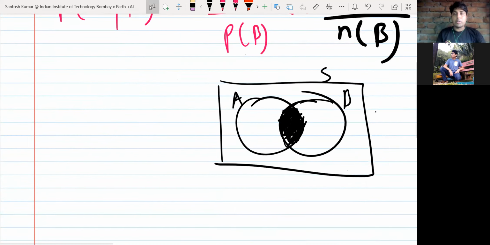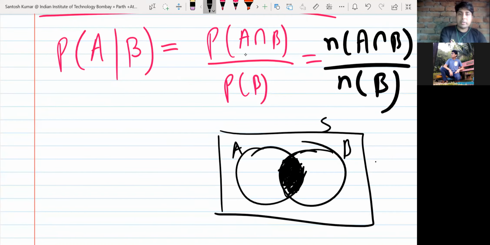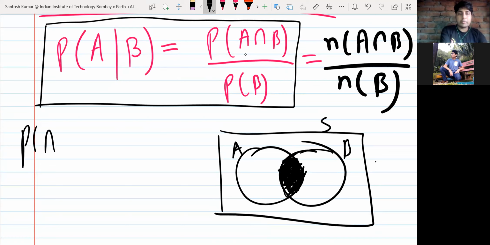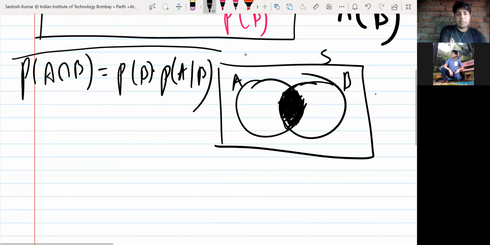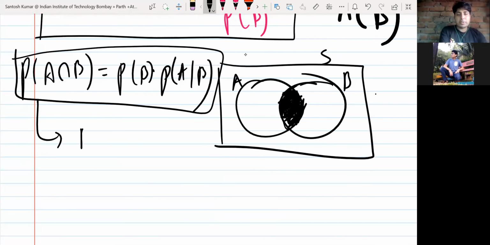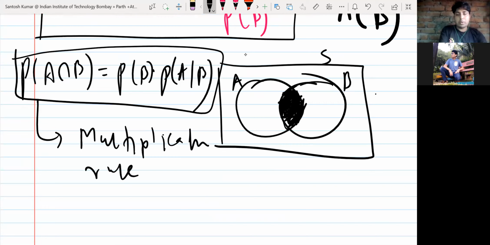Okay, so we did cross multiplication. So you do cross multiplication of this, and what we'll get? Probability of A intersection B is equal to P(B) into P(A given B). Fine. So this result was named as multiplication rule of probability.